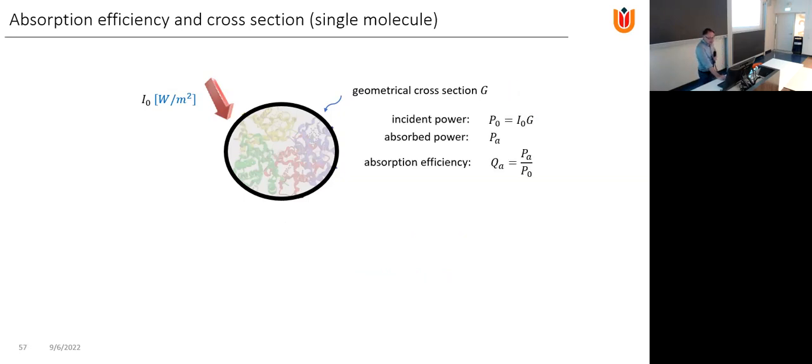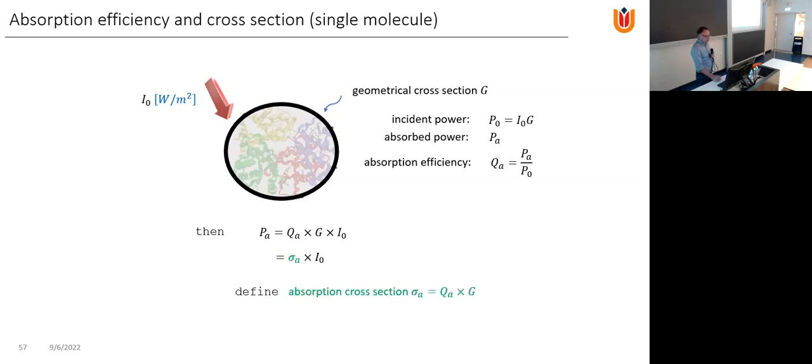Now next, we can rearrange these equations a little bit. So the efficiency is the absorbed power divided by the incident power. That means that the absorbed power is the product of incident power and efficiency. And again, the incident power was the product of the incident intensity and the geometrical cross section. So we can write the absorbed power as this product of three terms: efficiency, geometrical cross section, and incident intensity.